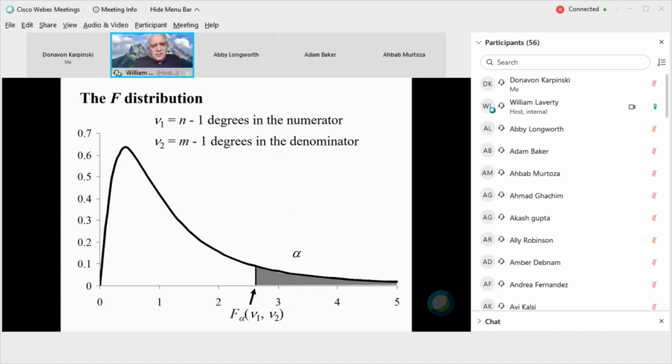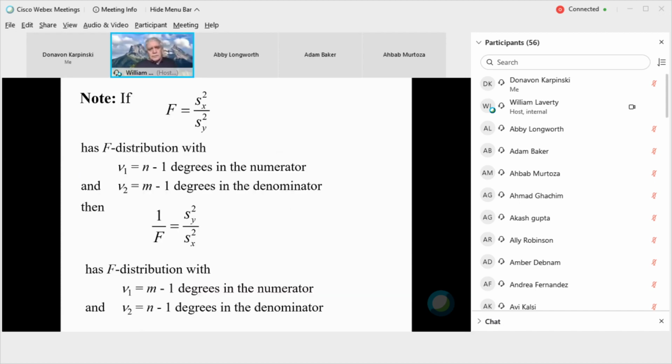The numerator degrees of freedom is the sample size minus 1 of the sample variance on top. The denominator degrees of freedom is the sample size minus 1 of the data that's on the bottom. The F distribution is a positively skewed distribution, but it's centered over the value 1. It changes if you change the degrees of freedom. As the degrees of freedom become larger, it becomes more concentrated over the value 1. If Sx squared over Sy squared has an F distribution, degrees of freedom n minus 1 in the top, n minus 1 in the bottom, and if I invert it, it still has an F distribution, but the degrees of freedom are changed around.